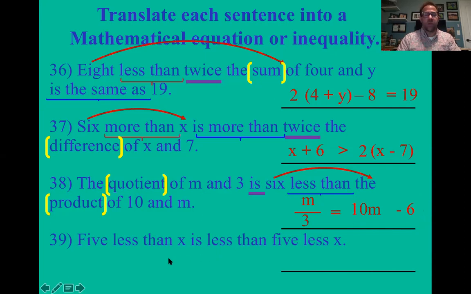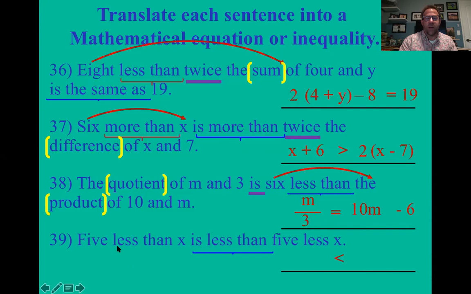Okay, number 39. It's a tricky one. See if you can do this one on your own. All right, let's check. 5 less than x is less than 5 less x. Okay, well, I see the is less than. Up here we had an is more than, those 3 words together. Here's an is less than. So that would be a less than sign, less than symbol.